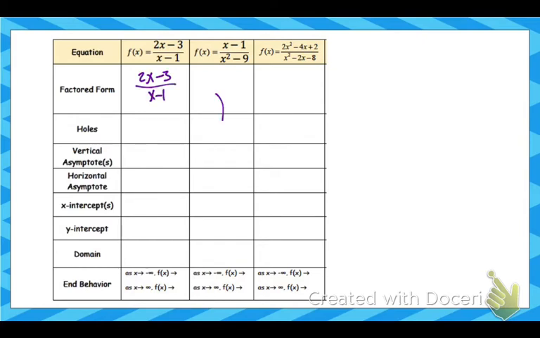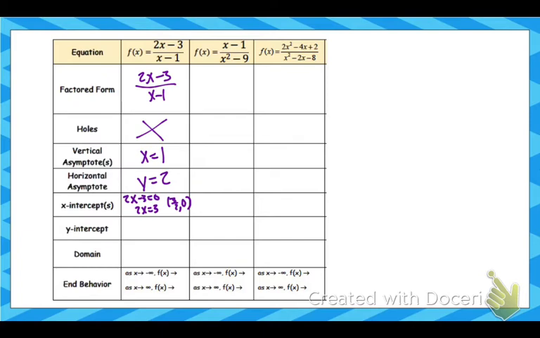Nothing canceled out, so there are no holes. Vertical asymptote, we set the bottom equal to 0. Horizontal asymptote, these are the same degree, so we're going to divide the leading coefficients. X-intercept, set the top equal to 0. So I get 3 over 2.